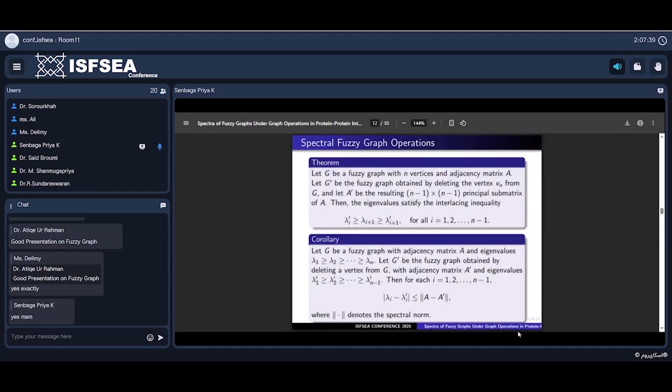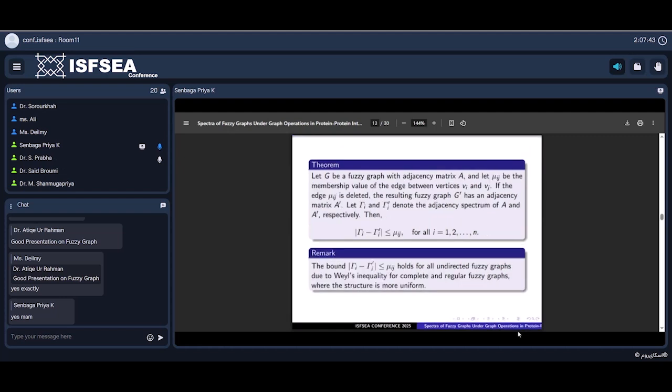These are the theorems that we have developed based on the vertex addition, vertex deletion, and perturbation. Here the bound modulus of lambda_i minus lambda_i' is less than or equal to mu_ij, which holds for all undirected fuzzy graphs, due to the Weyl inequality, for complete and irregular fuzzy graphs where the structure is more uniform.